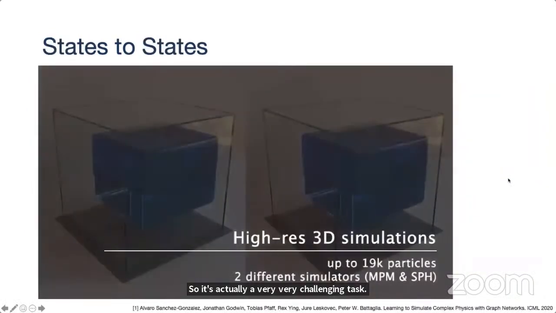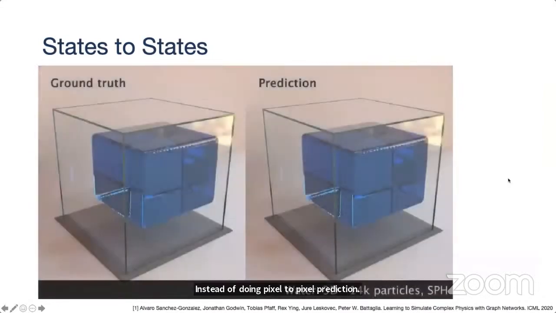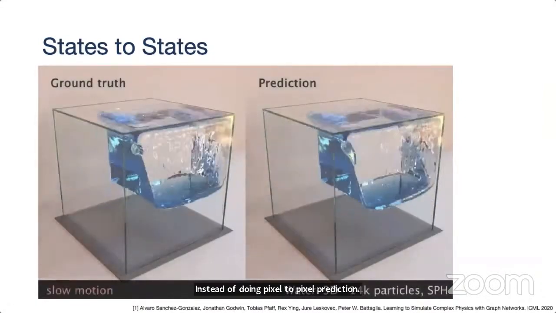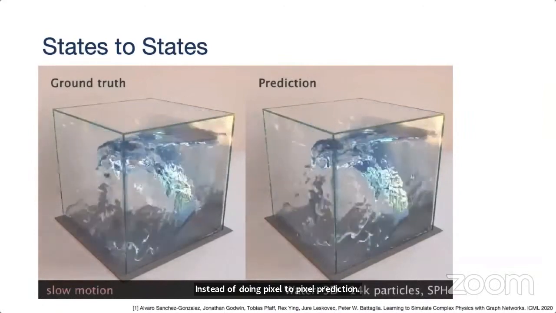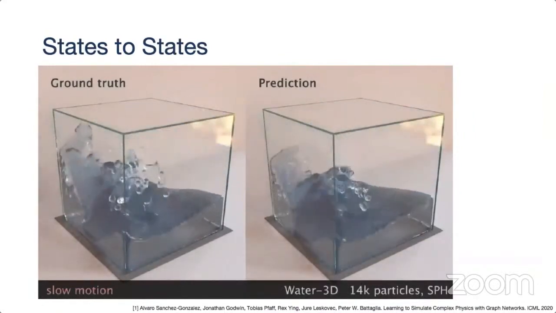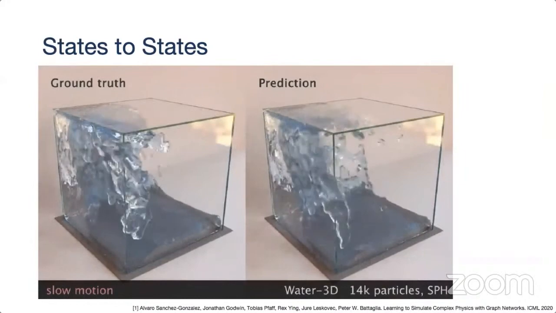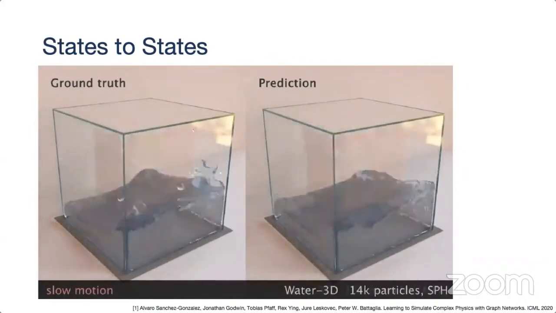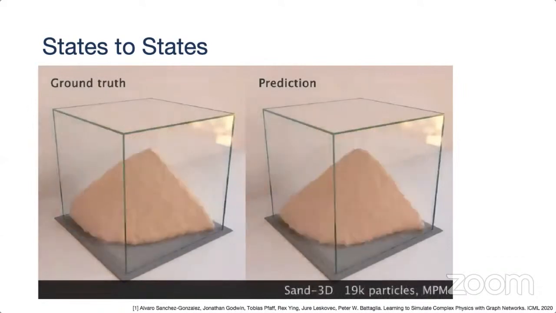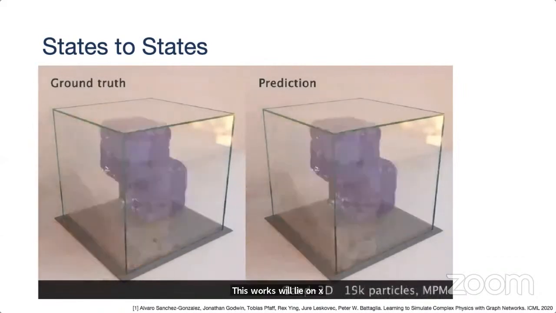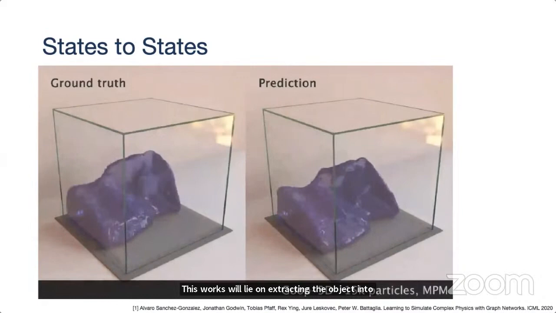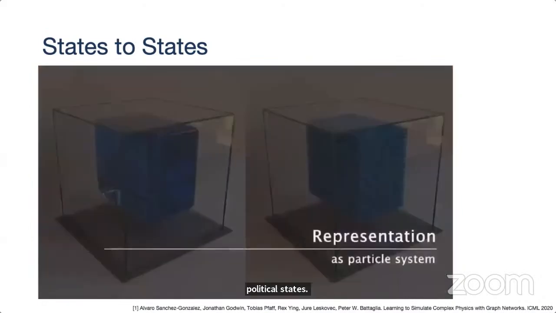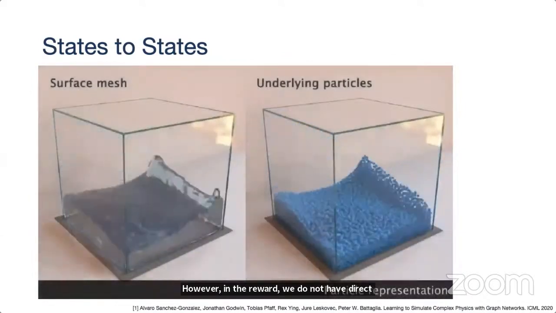Instead of doing pixel-to-pixel prediction, in the field of intuitive physics, we see a lot of work on predicting future states from input states. Here is an example of modeling the complex dynamics of fluid dynamics and particle dynamics. These works rely on abstracting the object into particle states. However, in the real world, we do not have direct access to these states.